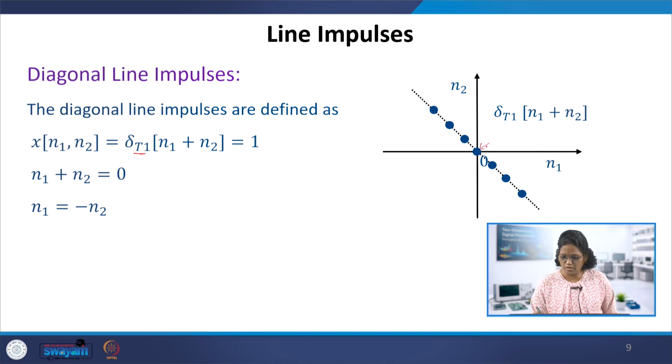So here we get this point when both are 0, and for n1 equal to 1, n2 is minus 1. Then n1 is 2 and n2 is minus 2. The slope is negative here. So this is passing through the origin with slope minus 1. This is called a diagonal line impulse with the slope minus 1. Similarly, on the other side you can see that this negative slope is valid. Here n2 is 1 and n1 is minus 1, then minus 2 and n2 is 2, and so on. So this is the diagonal line impulse.